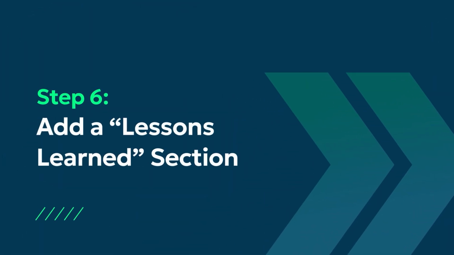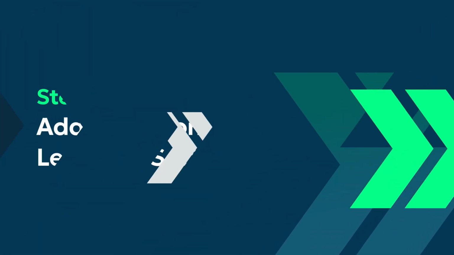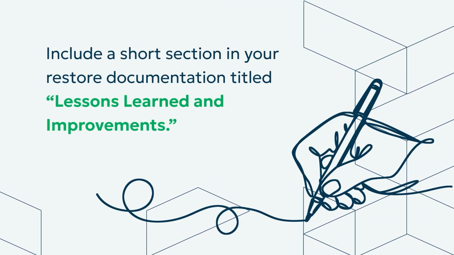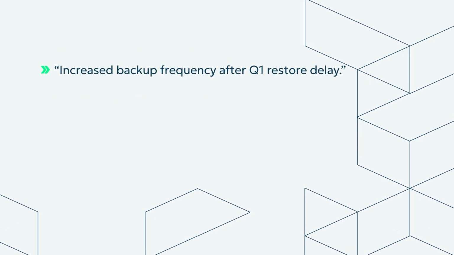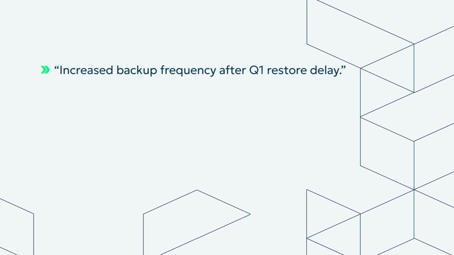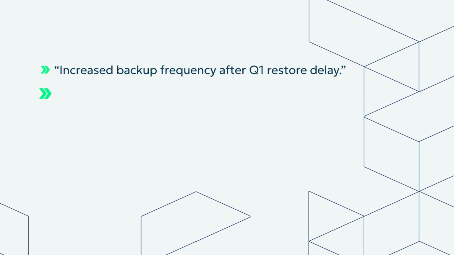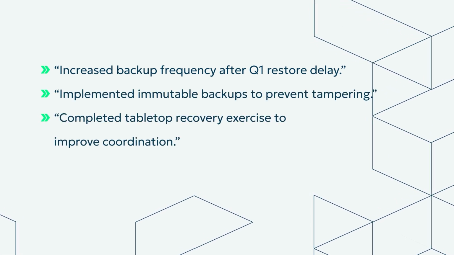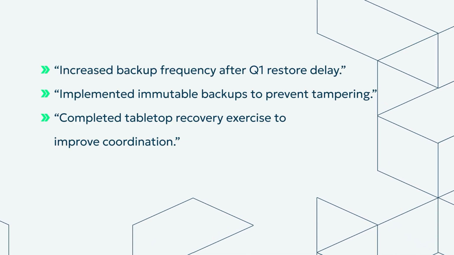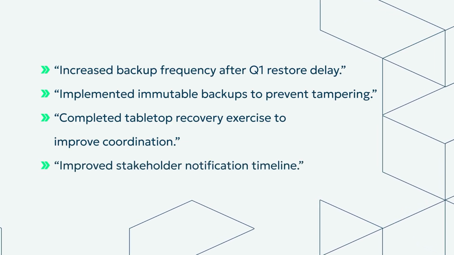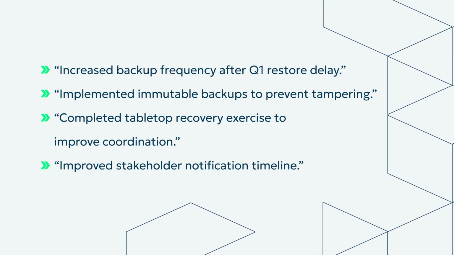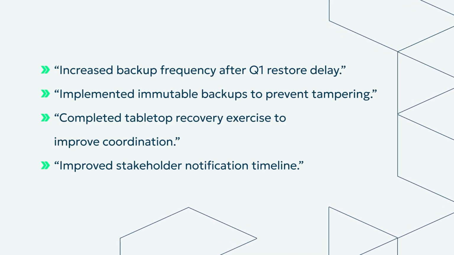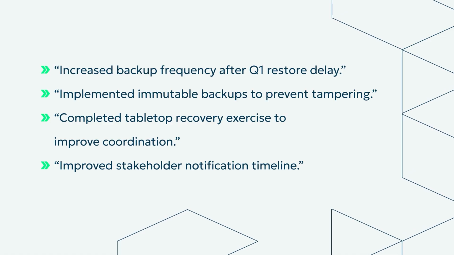Step 6. Add a lessons learned section. Include a short section in your restore documentation titled Lessons Learned and Improvements. Examples: increased backup frequency after Q1 restore delay. Implementation of immutable backups to prevent tampering. Completed tabletop recovery exercise to improve coordination. Improved stakeholder notification timeline. This shows continuous improvement, helps prevent repeat issues, and creates a maturity roadmap that everyone can follow.